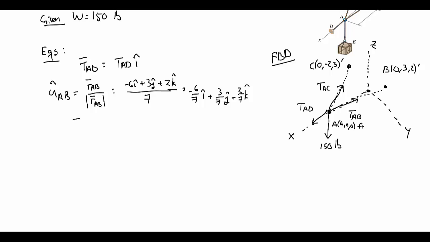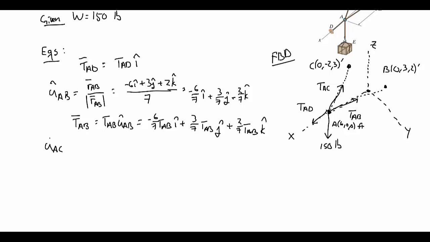Which means I can write TAB. I'll usually skip this step, but I'll write it out here. It's going to be TAB times u hat AB, which I just found, which is going to be negative 6/7 TAB i plus 3/7 TAB j plus 2/7 TAB k. I'll write out the longhand here. I will start to skip this step pretty soon when I go to my equilibrium equations. And I need the same for C, because I also need to be able to write TAC in its component form, basically the same way I just did here.